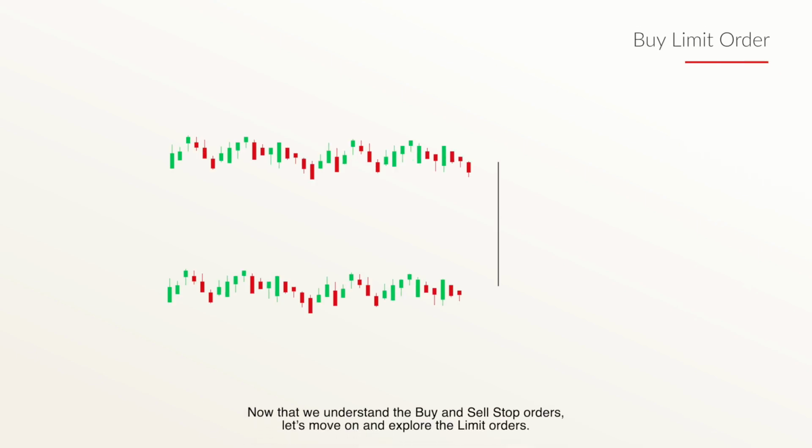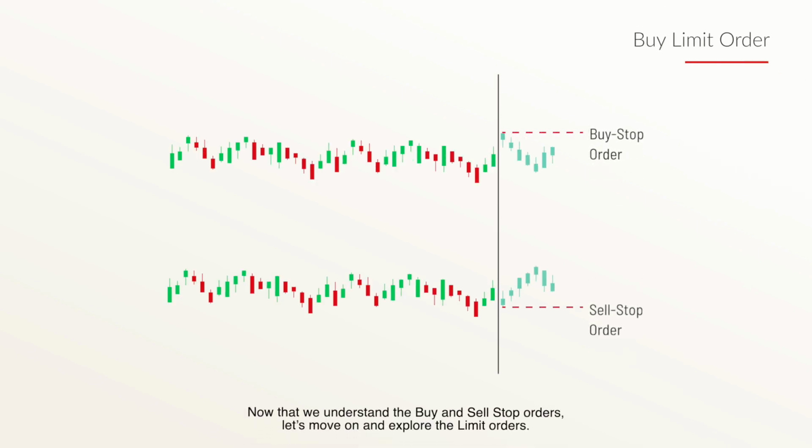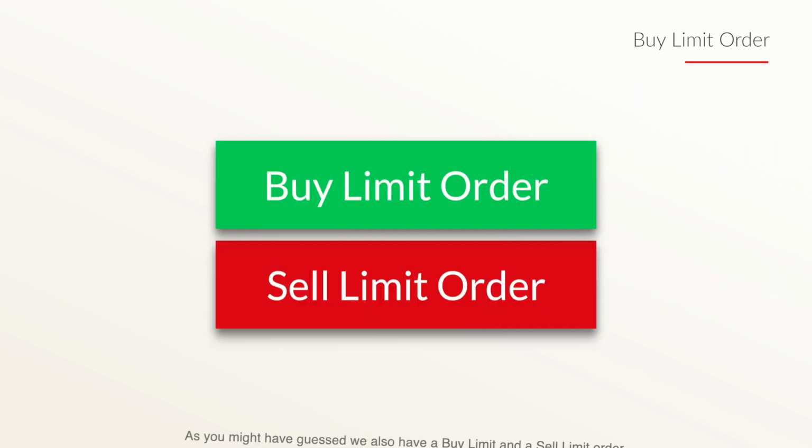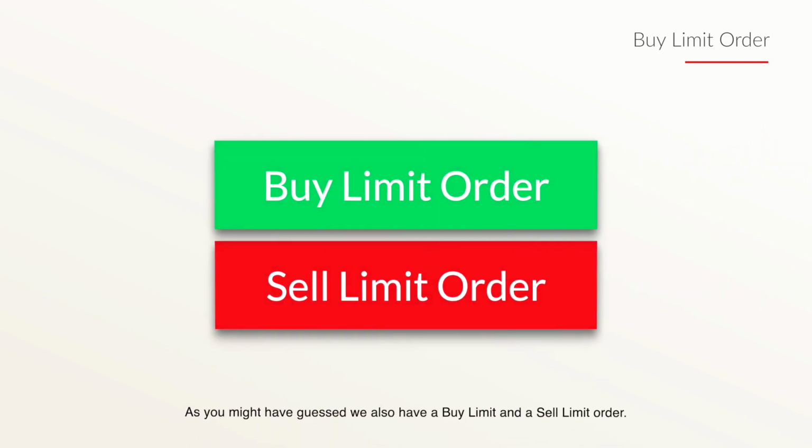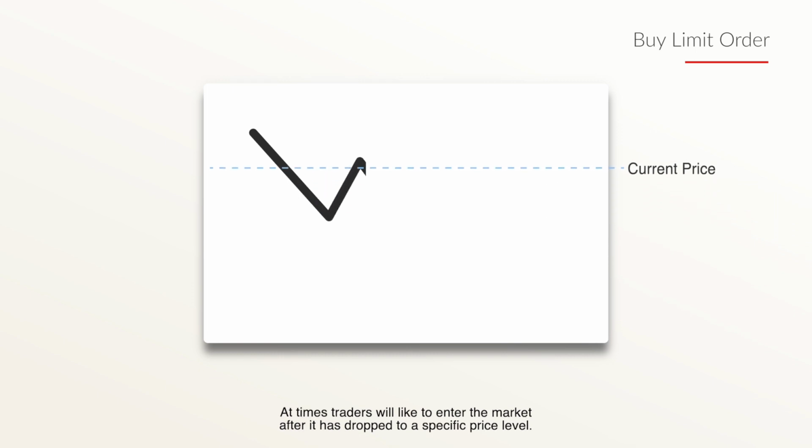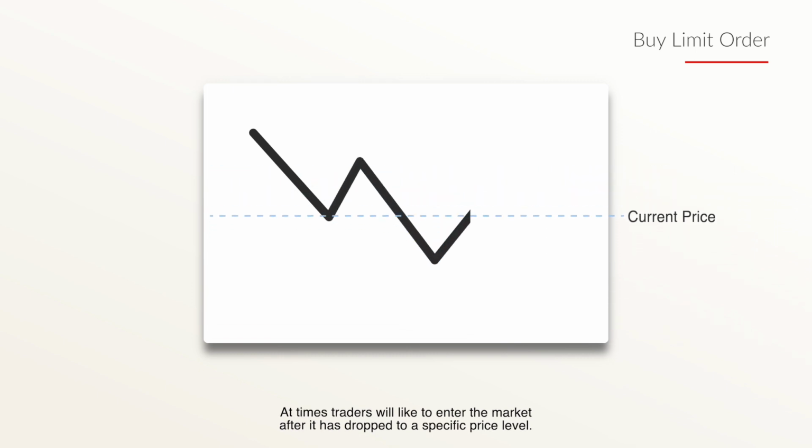Now that we understand the buy and sell stop orders, let's move on and explore the limit orders. As you might have guessed, we also have a buy limit and a sell limit order. At times, traders will like to enter the market after it has dropped to a specific price level.